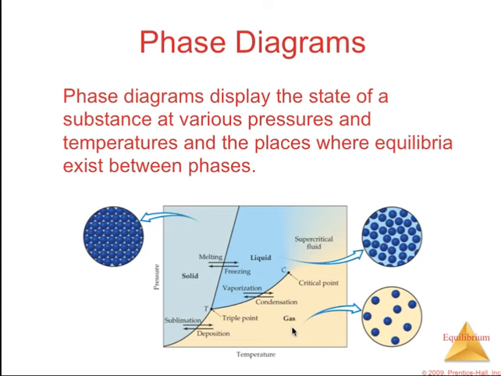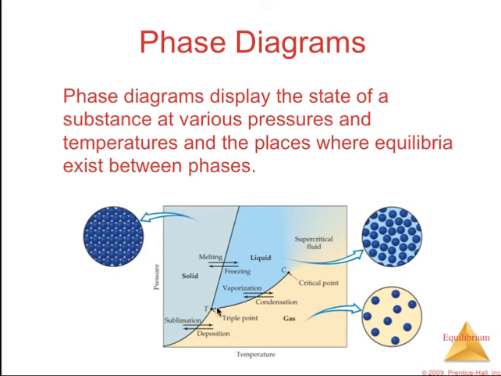So when we talk about phases, it also helps to talk about a phase diagram. A phase diagram is a diagram that shows the different phases of a substance at a given temperature and pressure. Temperature is on the x-axis, pressure is on the y-axis. At any given combination of temperature and pressure, you can use a phase diagram for that substance to determine what phase that substance is in.